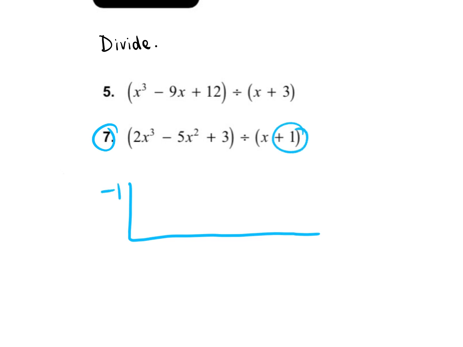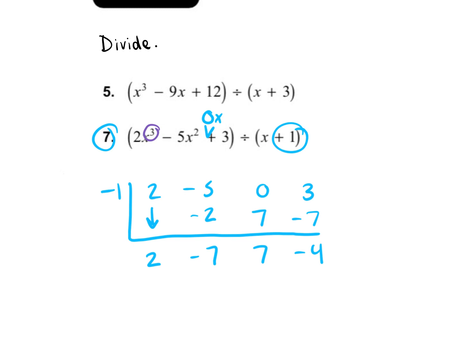-1, perfect, because we changed the sign. What would go inside the box? 2, -5, 0, and 3. Awesome, because we were missing that x term, so I have to put a 0 in that spot. So for synthetic division, we drop down the first number, multiply the outsides, add the insides, multiply, add. This would be 7, multiply, -7, add -4. So then we just need to put our x's in it too.